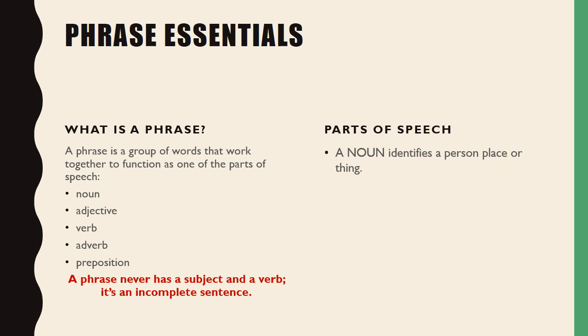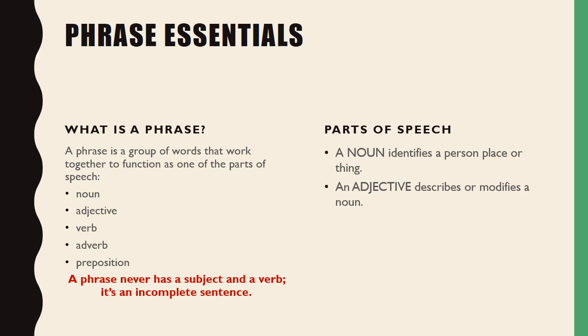A noun is something that identifies a person, place, or a thing. Like I said earlier, we're used to thinking of a noun as a single word. But a noun can also be a phrase, so a group of words can function as a noun.